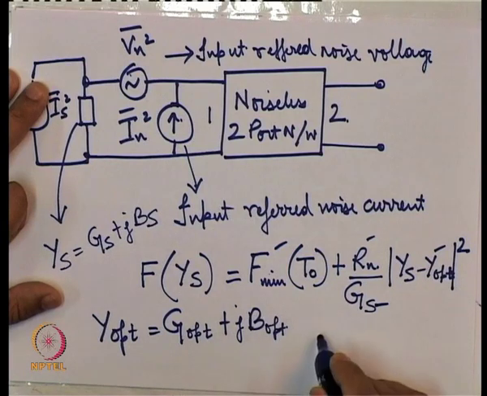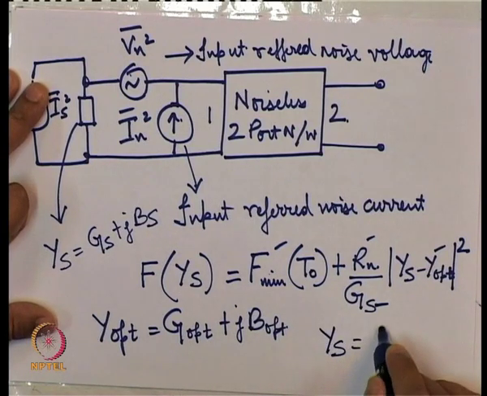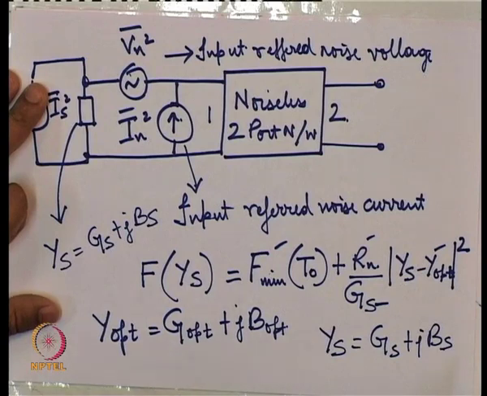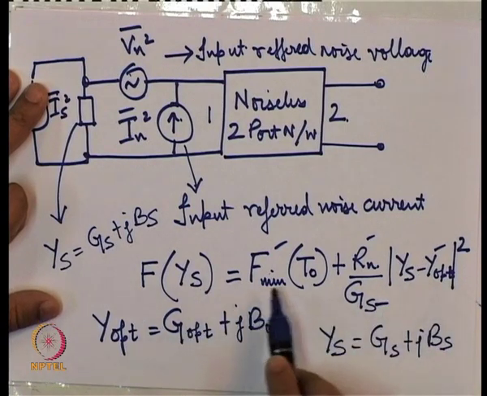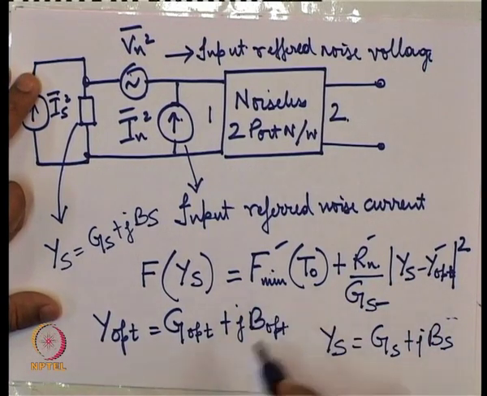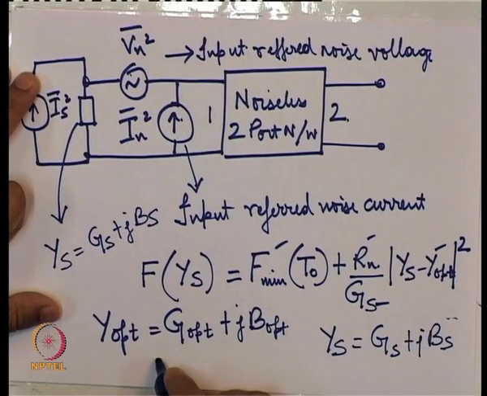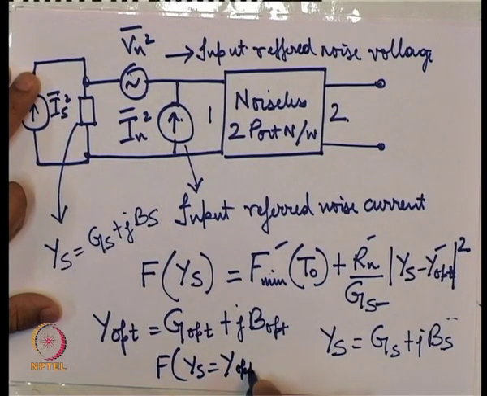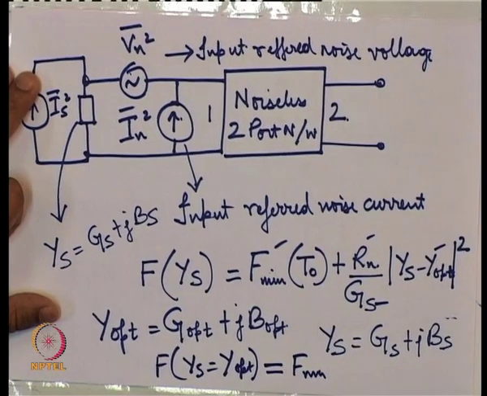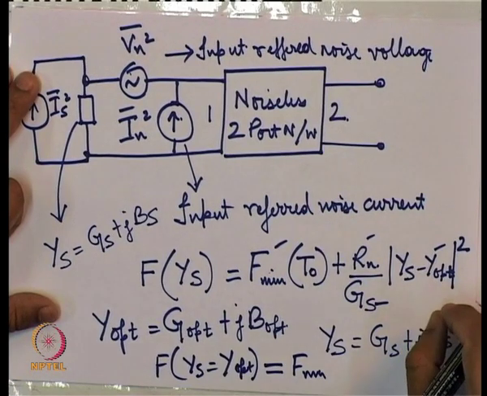Now, Ys is given by Gs plus jBs, so Gs is the real part of Ys. What this means is there is an optimum value of Ys for which we obtain F min. That is, F at Ys equal to Y opt is equal to F min. This T is an argument just to emphasize that noise figure is a function of temperature.